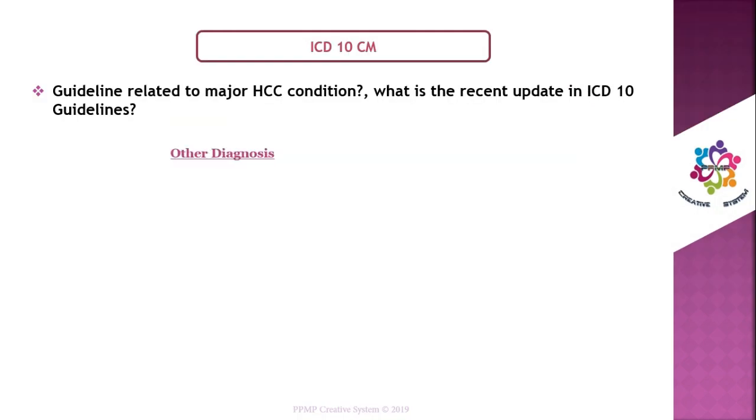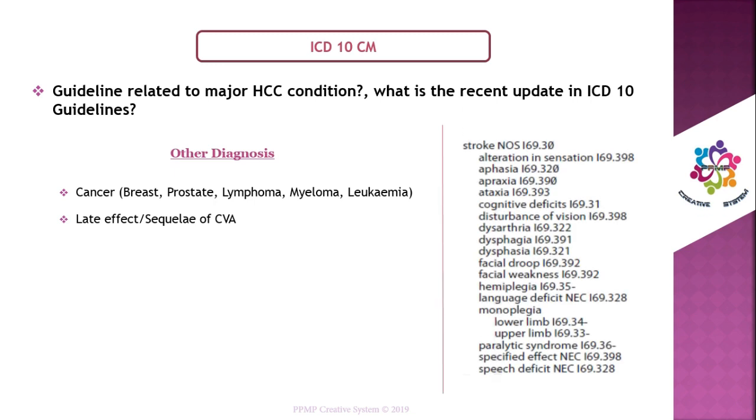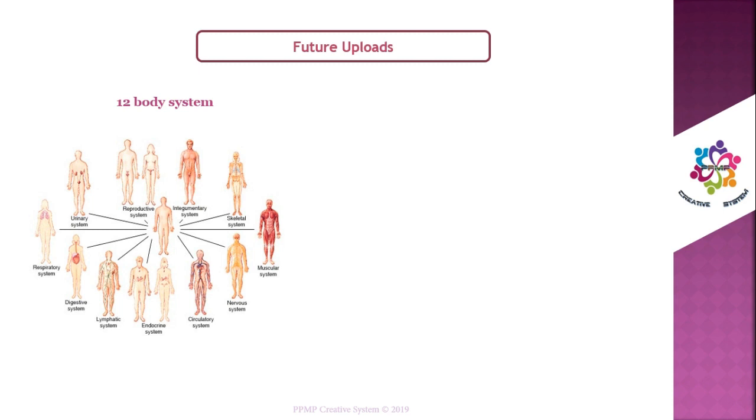Other diagnoses. Cancer, like breast, prostate, lymphoma, myeloma and leukemia. Late effect or sequelae of CVA. The sequelae we listed here will be helpful for you to give as an example in the interview. We plan to upload the 12 body systems with explanation in a simplified way in a few days.